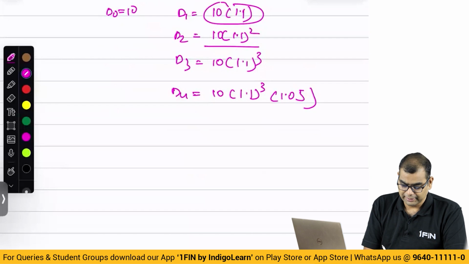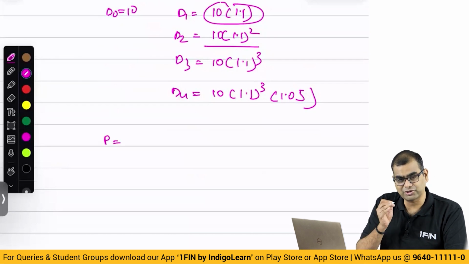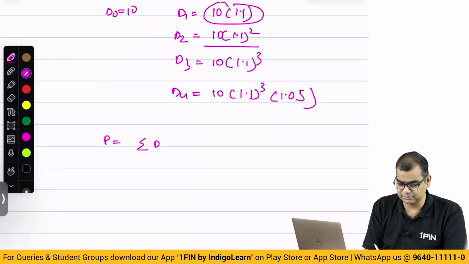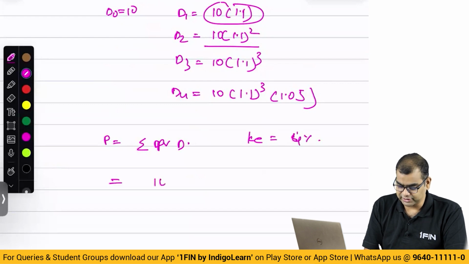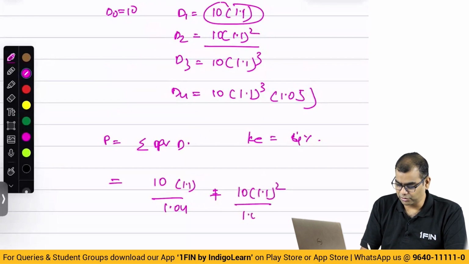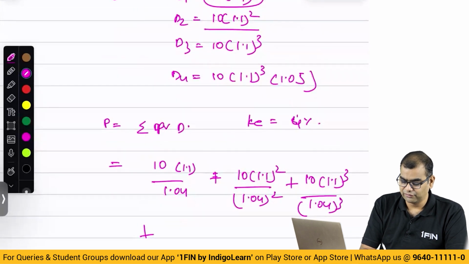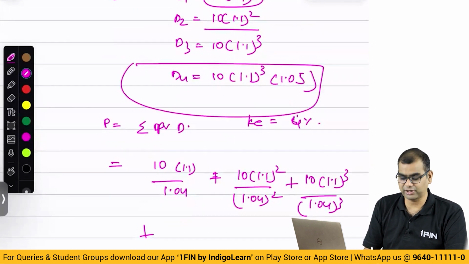Price of a share is the summation of all future dividends. Price is equal to sigma present value of D, that is, the present value of all dividends. Let's say cost of equity is 4%. I am randomly taking a number. So first year 10 into 1.1 divided by 1.04, plus 10 into 1.1 whole square by 1.04 whole square, plus 10 into 1.1 whole cube by 1.04 whole cube, plus from the 4th year onwards it is a static dividend.